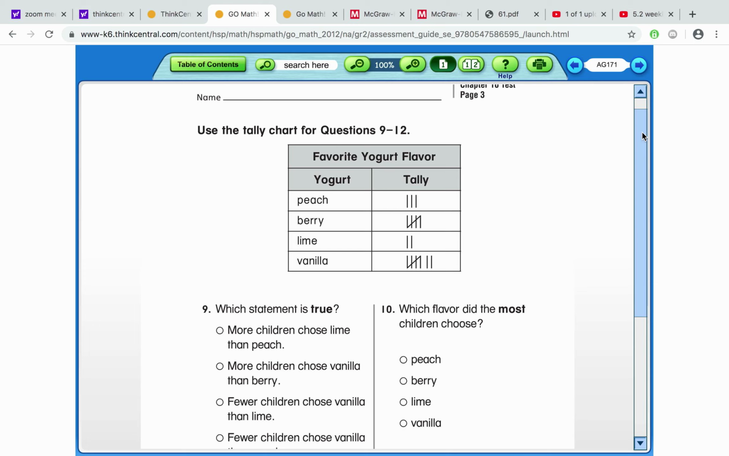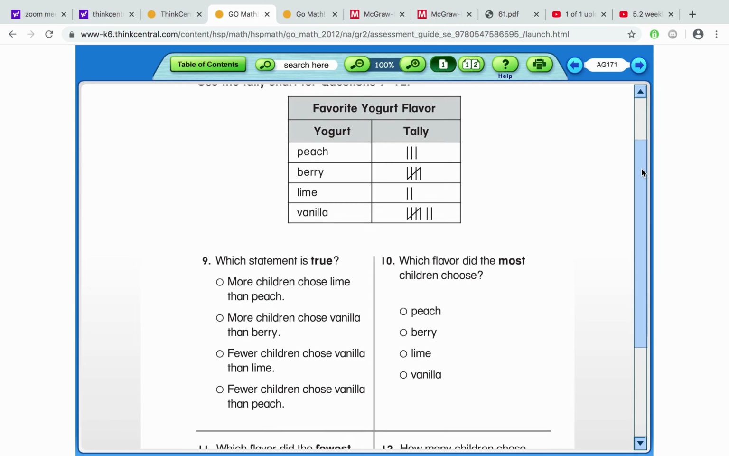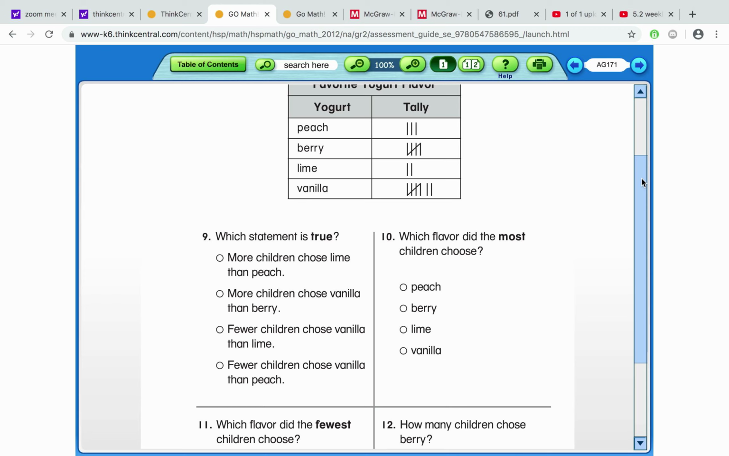It says favorite yogurt flavor, and you'll see the different kinds of yogurt are peach, berry, lime, vanilla, and the tally marks are off to the side. For number 9, which statement is true? You really need to read all of your choices here. Okay. More children chose lime than peach. Is that true? Here's lime, peach.